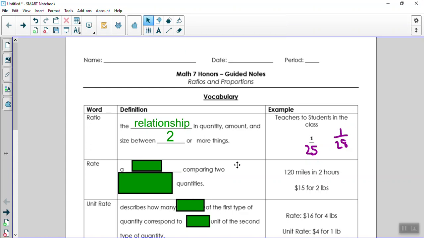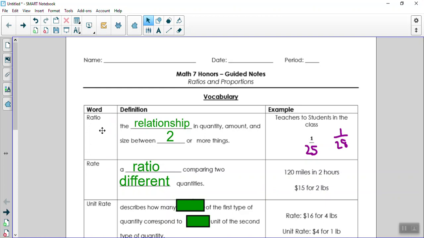A rate is very similar to a ratio. It is a ratio, but it's comparing two different quantities. So for a ratio, teachers and students, they're both humans. They're still the same units, okay? They're not comparing two different types of things. For a rate, it's got to be two different things. So 120 miles in 2 hours. Miles and hours are two different units. $15 for 2 pounds. We're comparing money to weight. Okay, so the difference between a ratio and a rate is what your units are.